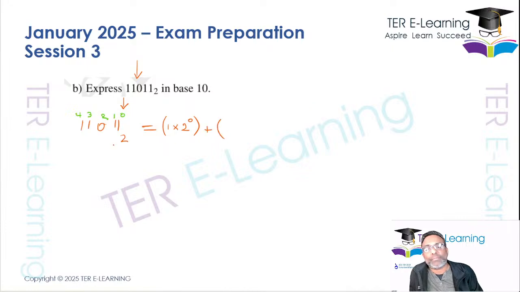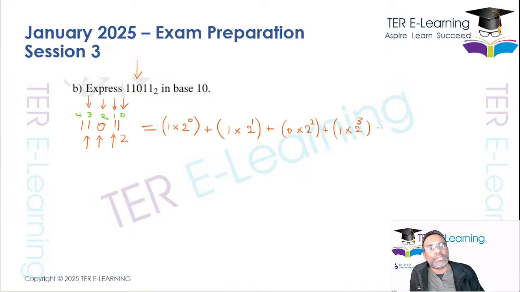Plus, we're going to take the second digit here, this 1. So it's going to be 1 multiplied by 2 to the power 1. I know some of you watching this are thinking, I don't remember this at all. Plus, we're going to take this 0 here. So it's going to be 0 multiplied by base 2, and the number we're going to raise it to here is 2. Close the brackets. Plus, we're going to take this 1 here, and we're going to multiply that by base 2, and the number we're going to raise it to is this 3 here.